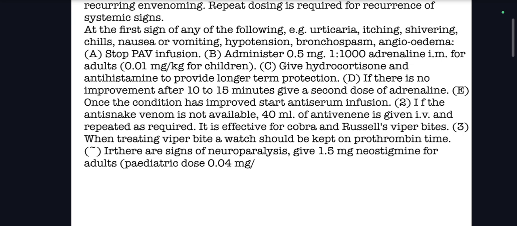Then what are the signs? There are some signs of neuroparalysis. Then give 1.5 mg neostigmine for adults.